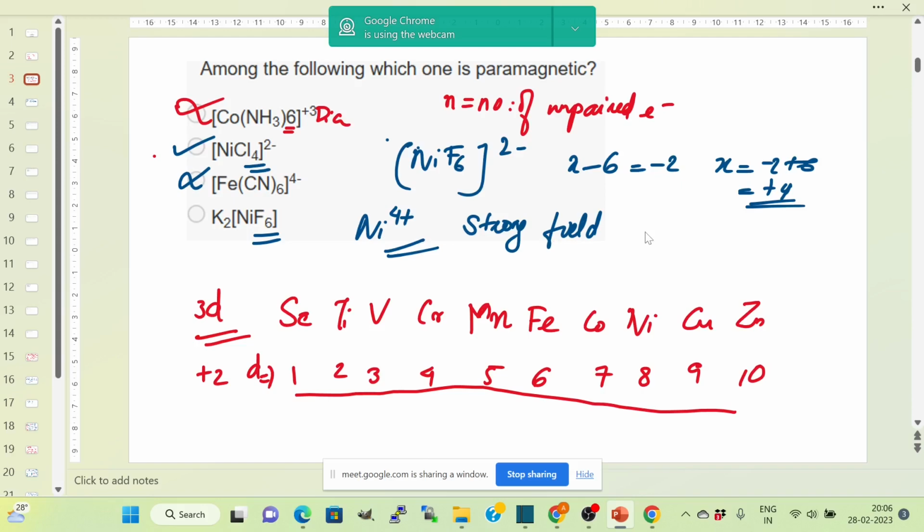So here we will solve. Nickel in plus 2 state has d8. Plus 4 means we remove 2 more electrons, so it is d6 now. In the same case, t2g pairing will happen, so there are no unpaired electrons. So this is also diamagnetic. So there is only one paramagnetic, that is NiCl4 2 minus.